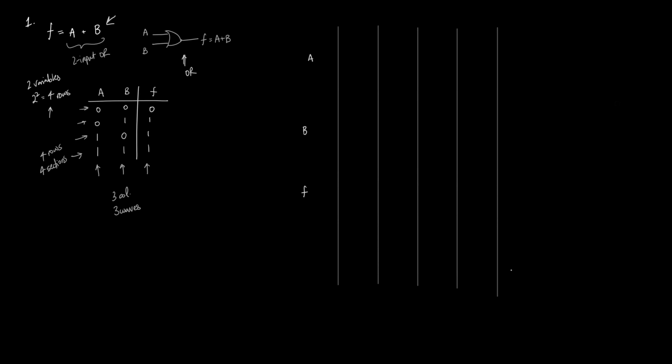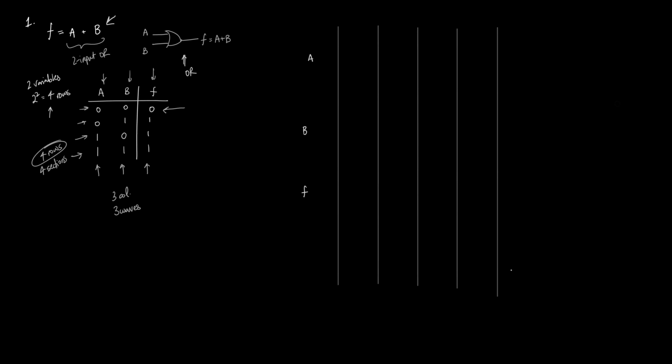So here's how you would set up the waveform diagram, or the timing diagram, for this. As you can see, there are 1, 2, 3, 4 different intervals, and that corresponds to the 4 rows in our truth table. And there are 1, 2, 3 different waves, and that corresponds to our 3 different columns in our truth table. So we can go ahead and start putting this together.